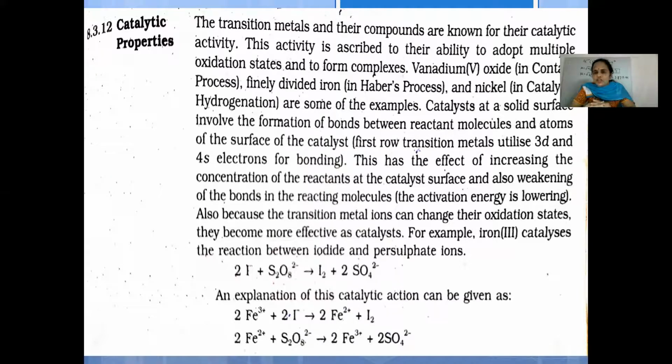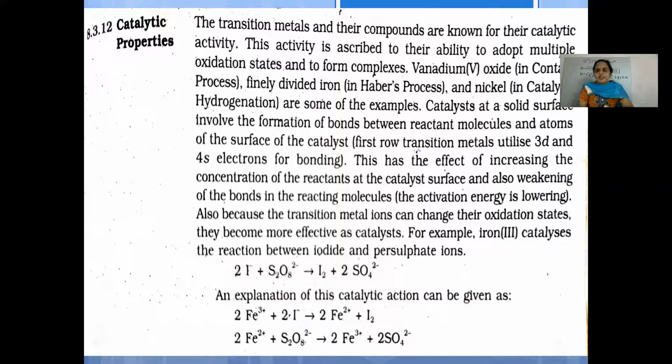The function of a catalyst is that it takes part in a chemical reaction and remains unchanged at the end of the reaction. It increases or decreases the rate of the chemical reaction. The transition metal ions can change their oxidation states, so they become more effective as catalysts.